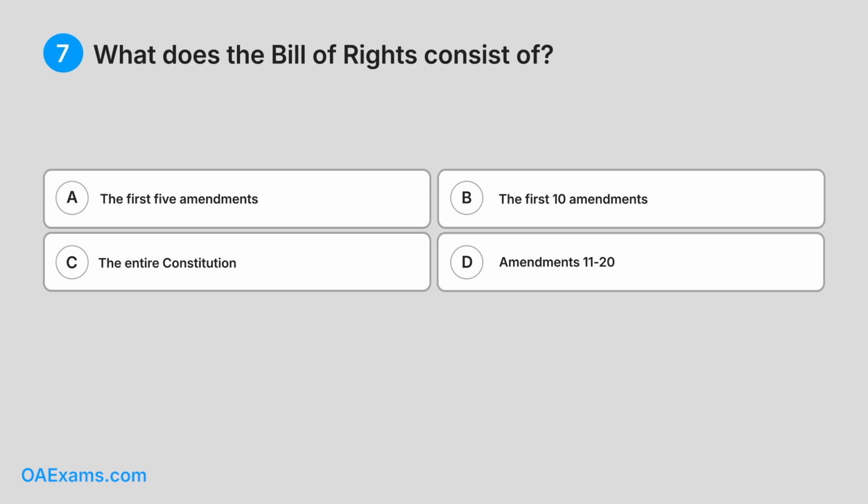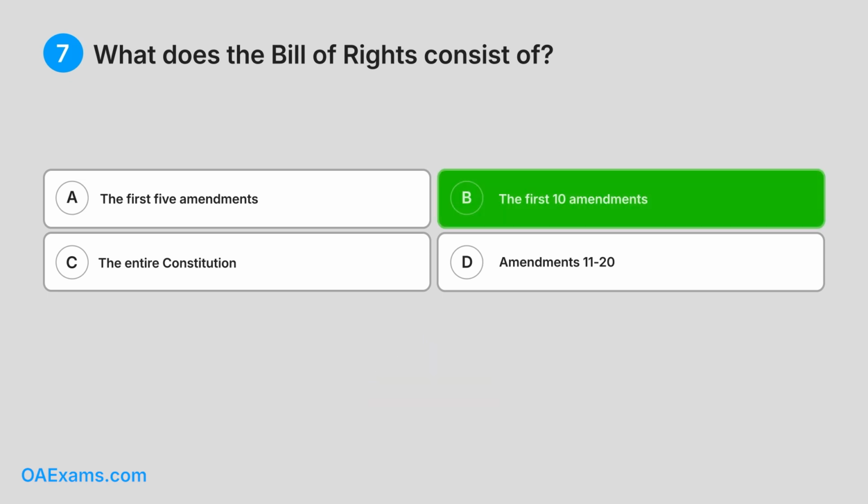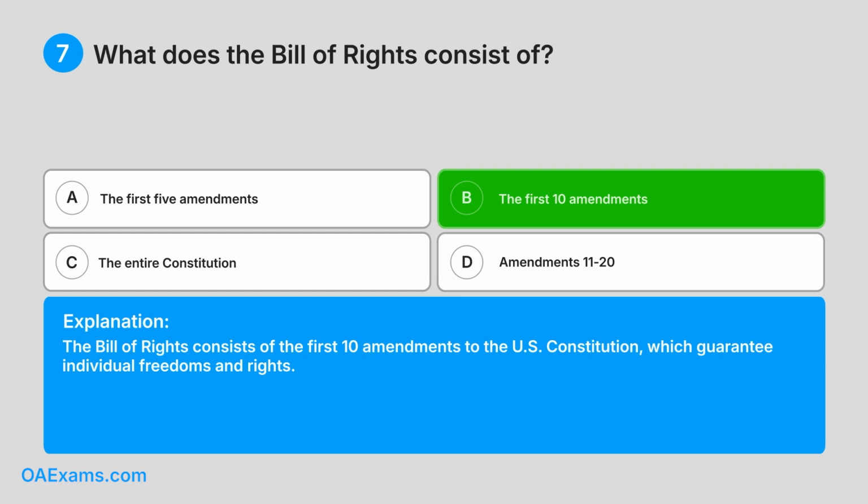7. What does the Bill of Rights consist of? A. The first 5 amendments. B. The first 10 amendments. C. The entire Constitution. D. Amendments 11 to 20. What do you think is the answer? Correct answer: B. The first 10 amendments. Explanation: The Bill of Rights consists of the first 10 amendments to the U.S. Constitution, which guarantee individual freedoms and rights.